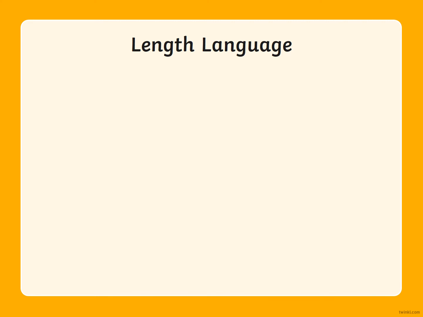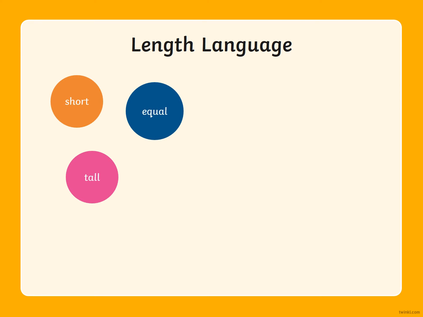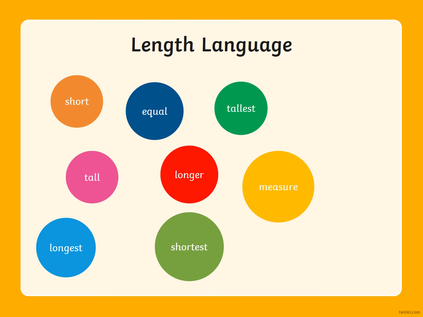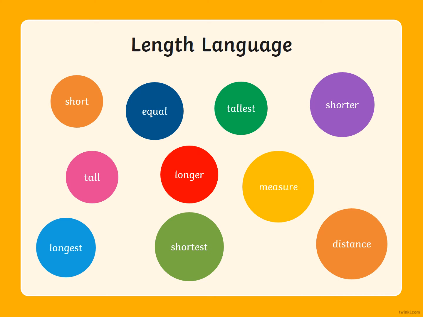So let's have a look at some of the vocabulary that we'll be using in today's lesson. Some things we might describe as being short, tall, equal, so something might be equal length, the same. Something might be described as being longer. Might say an object is the longest object out of a few, or the shortest. Today we're learning to measure. We might talk about something being the tallest. Might describe something as being shorter, or we would measure the distance of something by measuring the length.